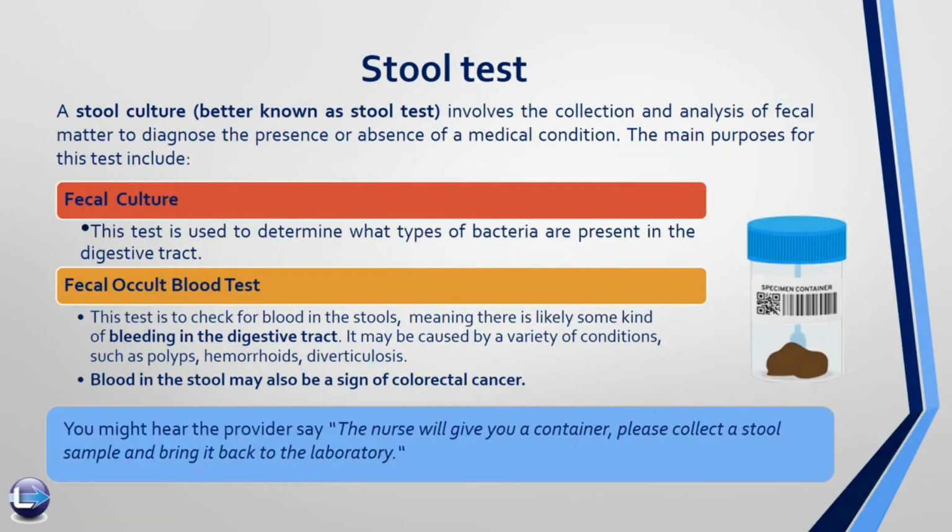Stool test. A stool culture, better known as a stool test, involves the collection and analysis of fecal matter to diagnose the presence or absence of a medical condition. The main purposes for this test include fecal culture. This test is used to determine what types of bacteria are present in the digestive tract. Fecal occult blood test. This test is used to check for blood in the stools, meaning there is likely some kind of bleeding in the digestive tract.